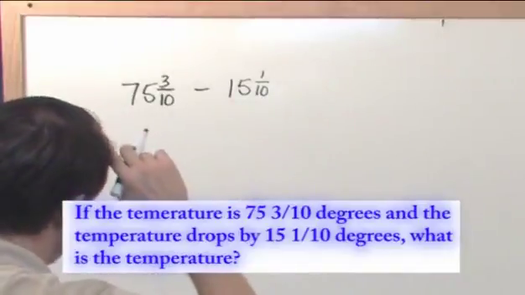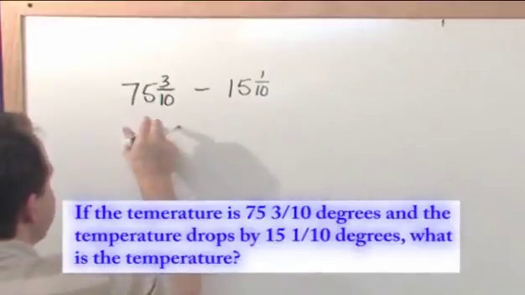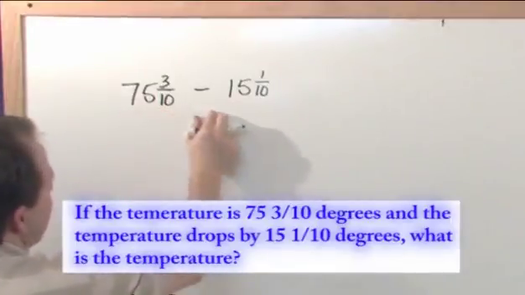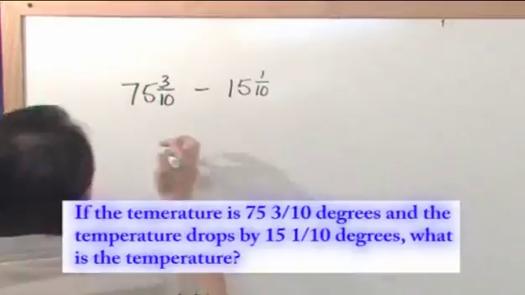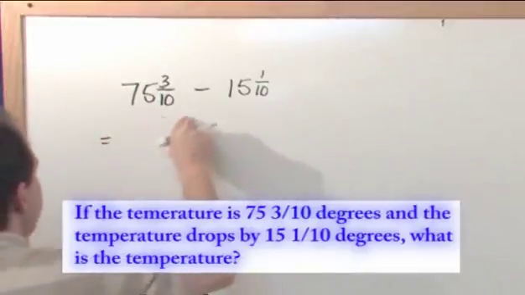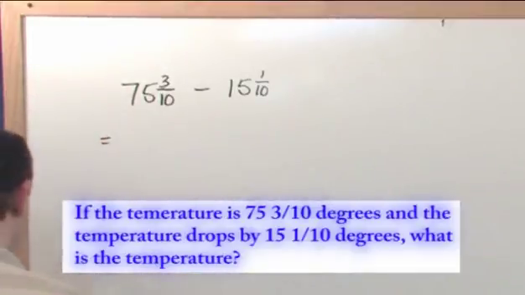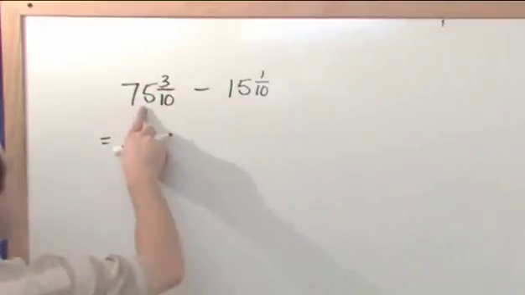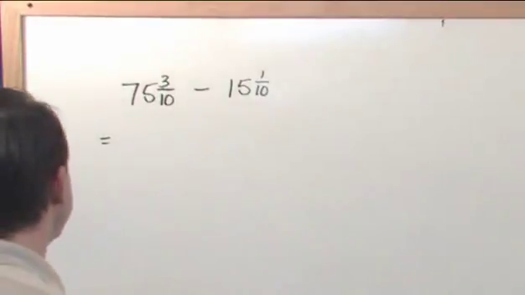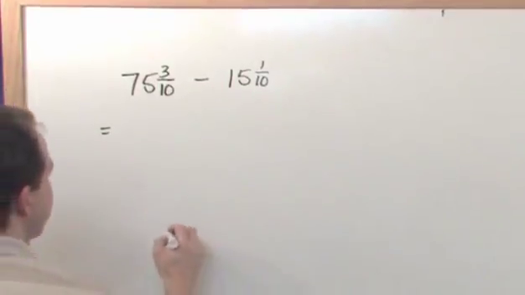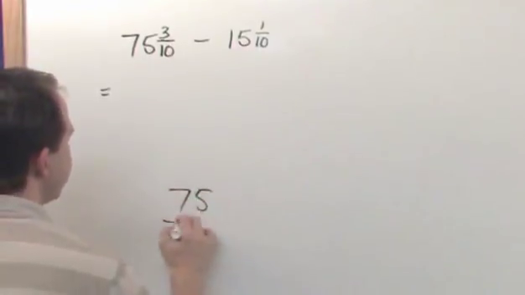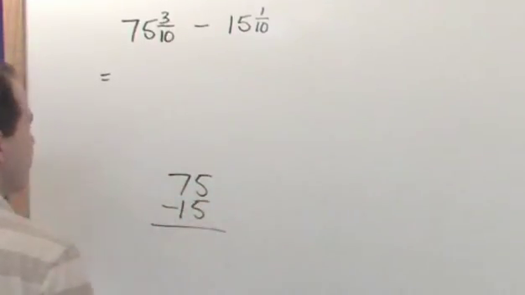So what do we do next? We know we're subtracting these things. This is 75 degrees plus a little bit more. This is 15 degrees plus a little bit more. So we know we can subtract our whole numbers. We can always do that. So what we will do is ask, what is 75 minus 15? And if you don't know what that is, let's do it right here. 75 minus 15. Let's go ahead and subtract that.